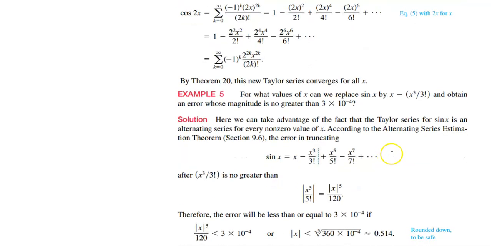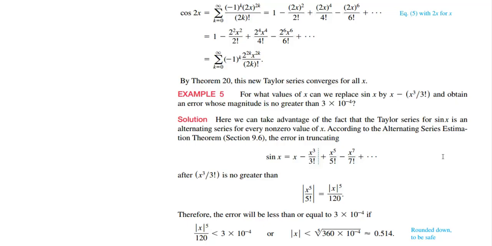So example 5 is another sort of application problem. For what values of x can we replace sine of x by x minus x cubed over 3 factorial and obtain an error whose magnitude is no greater than 3 times 10 to the negative fourth power? Well, here what we can do is take advantage of the fact that the Taylor series for sine of x is an alternating series for every non-zero value of x.